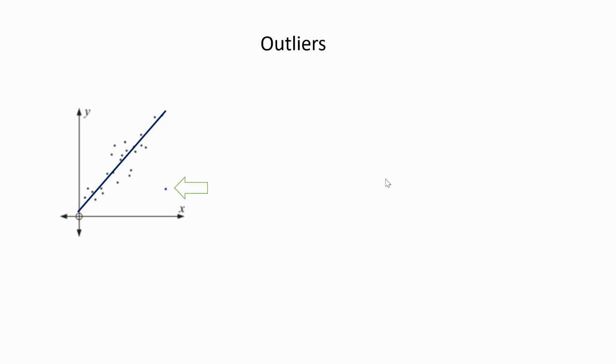That point is outside of the behavior of all the other data. It doesn't really fit in. Here's the same thing. People look at this and go, oh, look, I could draw that line right there. That's a negative association. But once again, there's this point sitting out there by itself.